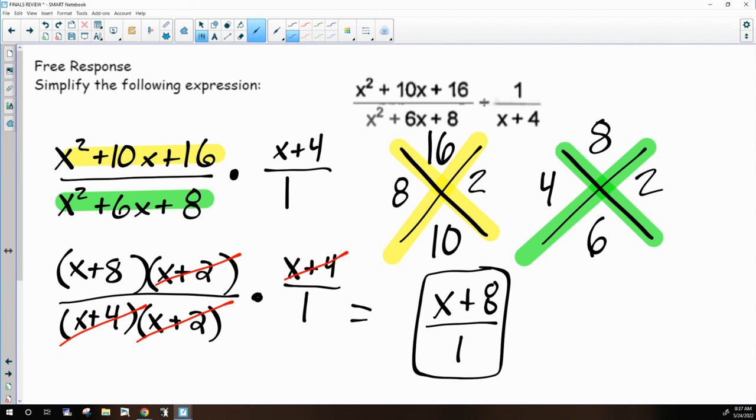That is dividing rational expressions. You will have one of these on your final. Your last question you do in here, the last work you do in here will be this question.